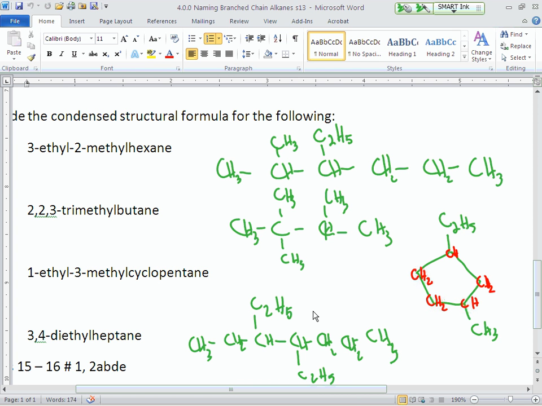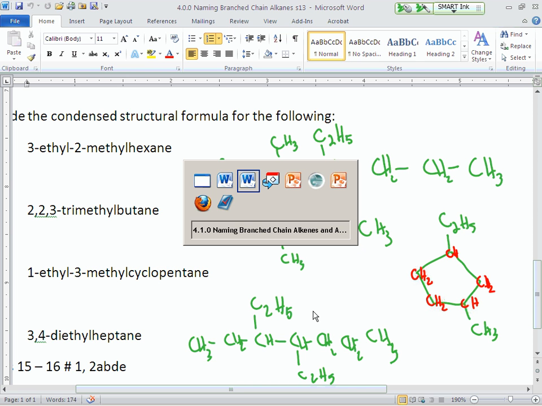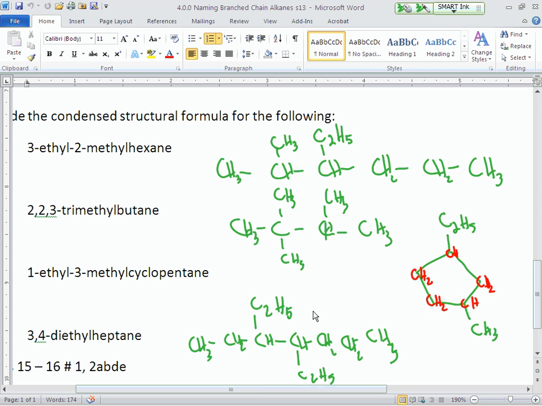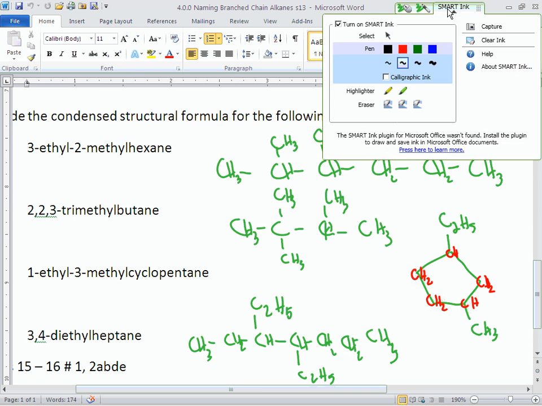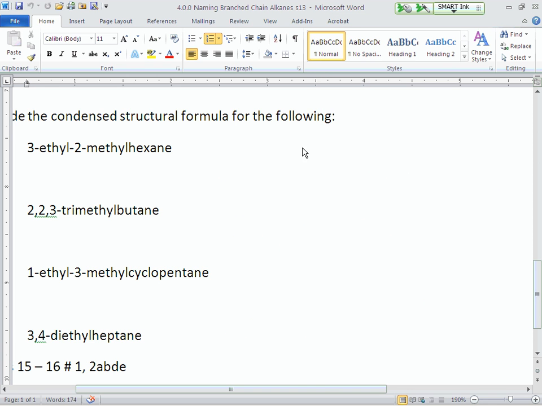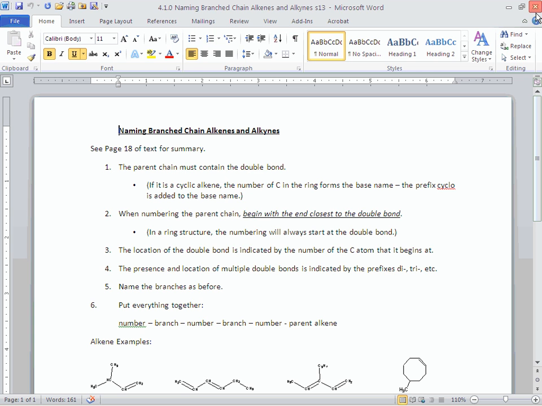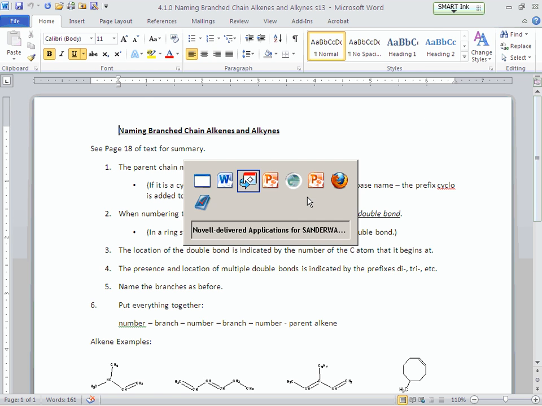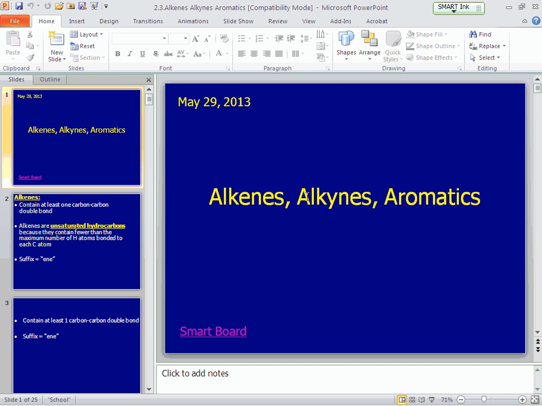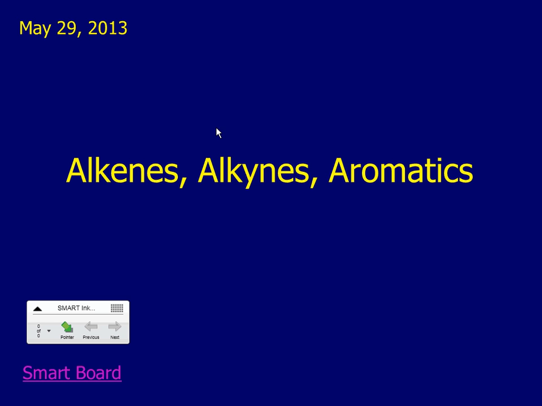Are we okay with branched chain alkanes? All right? So now I want to continue on and introduce you to, actually, I'm going to clear this just to clean things up before I move on. And I'm actually going to close this guy out. And then we will go to the PowerPoint. See, that is high-tech stuff, folks. We'll start that there. Okay, good.